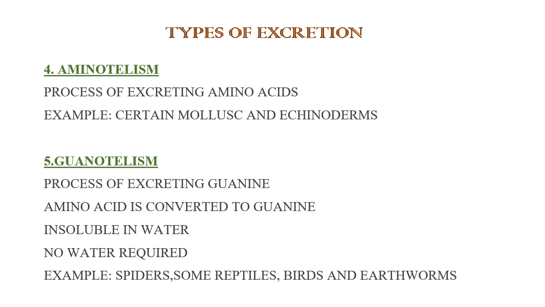Here the amino acid is converted into the guanine. It is usually insoluble in water, so very little water is excreted along with the guanine. Here are the examples: spider, some reptiles, birds. I mentioned birds, but not all birds are guanotelic and not all birds are uricotelic. Mostly the birds come under uricotelism, that is, birds mostly excrete the uric acid as the metabolic waste. But some birds also release guanine as the waste product, and earthworms also come under guanotelism.